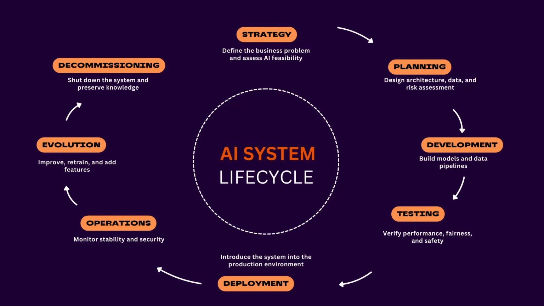This is a classical AI system lifecycle model adapted for governance tasks. Let's briefly walk through each stage. Strategy. Everything begins not with code but with the question, why? At this stage we define the business problem, assess whether AI is appropriate, and obtain principled agreement to launch the project.